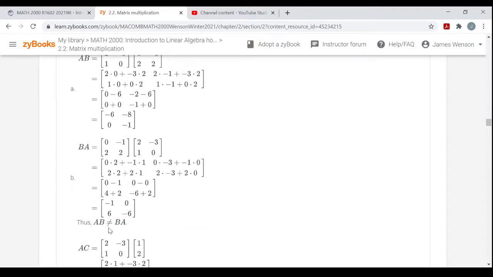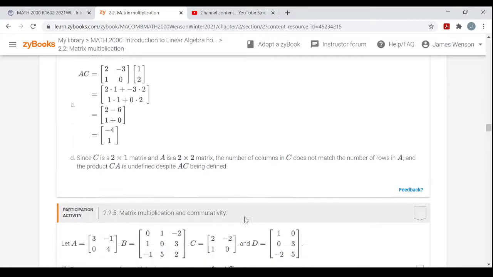So that is a huge thing to remember. Okay, and I've been saying it a bunch. Order matters. Right? Order matters.